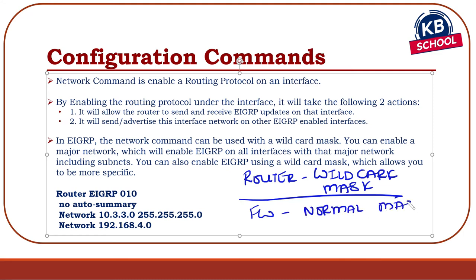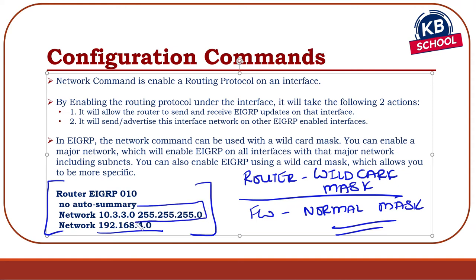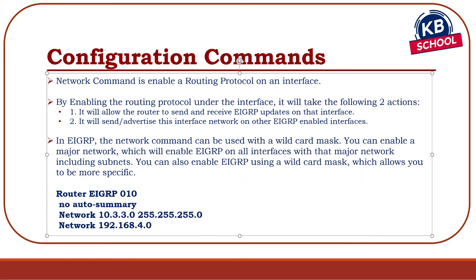So over here, I'm basically specifying I want to enable EIGRP on the 10.3.3 network, and I don't need to put the mask if it's a default mask. All right, same concept. The only difference is that I do use the normal mask versus the wildcard mask on the ASA firewall. You can also enable it by using a normal mask, which allows you to be more specific, which is exactly what we did over here.